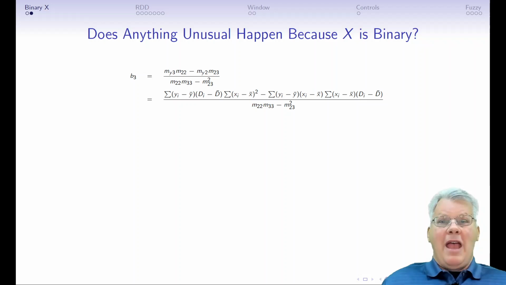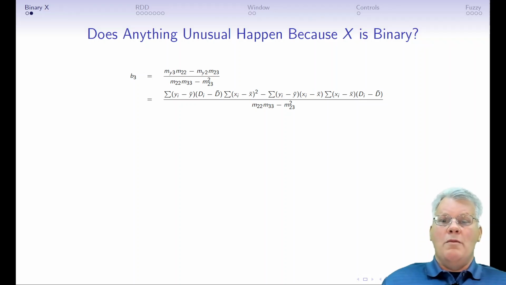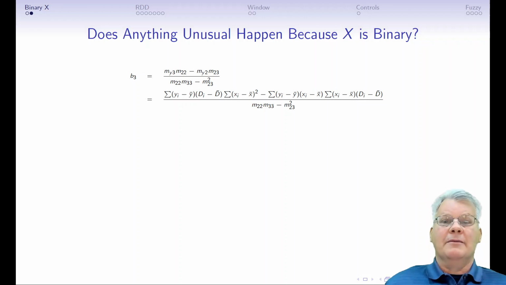Then if we want to consider the mathematics of estimation and establish whether anything unusual happens, we start with Verbeek's notation for b3, which is the estimated coefficient for the explanatory variable that's binary. And just so you remember, what Verbeek denotes as m sub y3 would be the sample covariance between the dependent variable y and x3, which in this case is the dummy variable d.